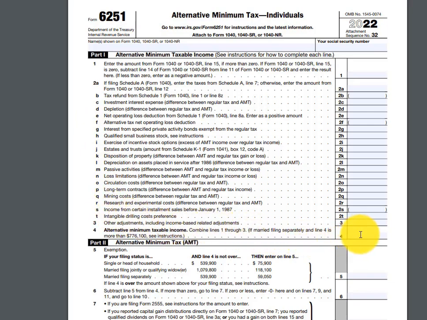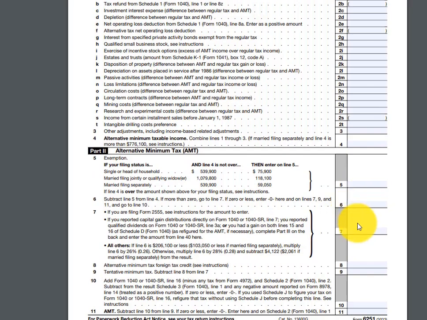Then you get to your taxable income. Then you subtract that one exemption amount that we mentioned. Then you calculate your tax on it. If it's under 206,000, okay, you just multiply by 26%. If it's over that, now this is after the exemption has been subtracted, then you multiply by 28% and subtract 41, which is basically the same as multiplying the first 206,000 by 26% and 28% on everything over that.